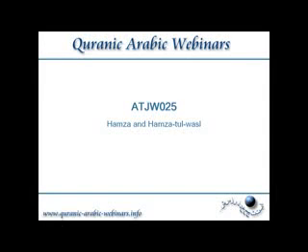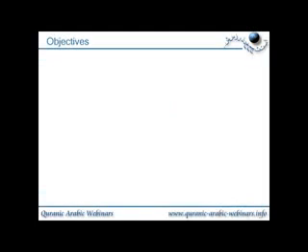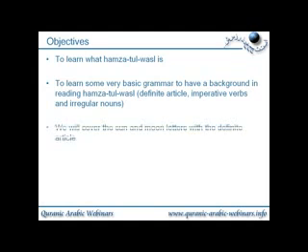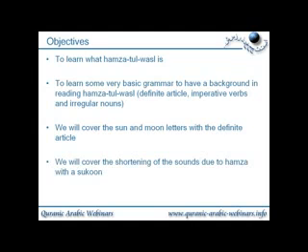Webinars. This lesson is about Hamza and Hamza-Tul-Wasl. Objectives: to learn what Hamza-Tul-Wasl is, to learn some very basic grammar, to have a background in reading Hamza-Tul-Wasl. So we'll be looking at the definite article, imperative verbs, and what we call irregular nouns. We will learn what the sun and moon letters are and how they're used with the definite article. We will cover the shortening of the sounds due to Hamza with Sukun.